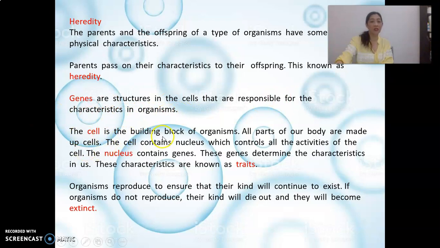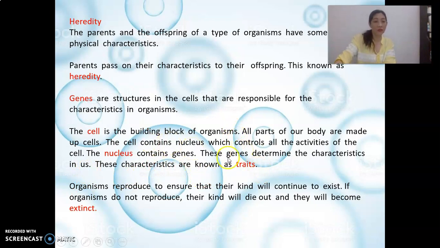So the cell is the building block of organisms. All parts of our body are made up of cells. The cells contain a nucleus which controls all the activities of the cell. Then the nucleus contains genes. These genes determine the characteristics, and these characteristics are known as traits.